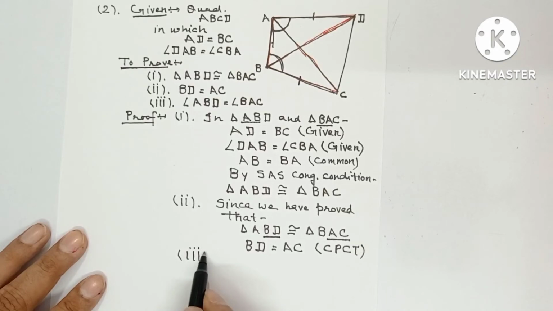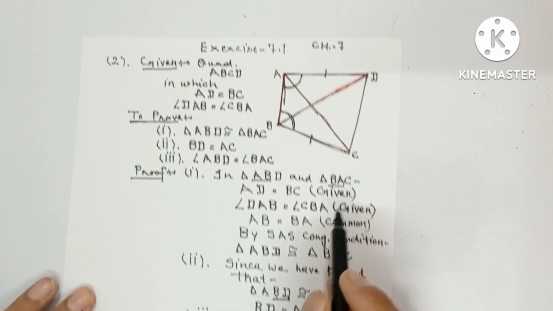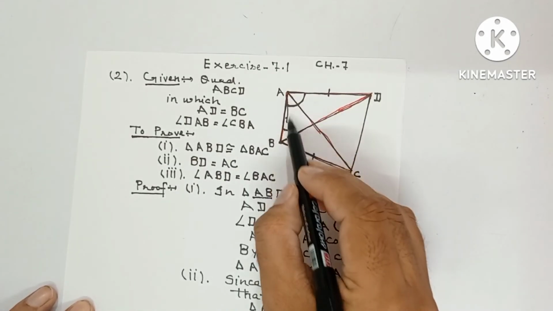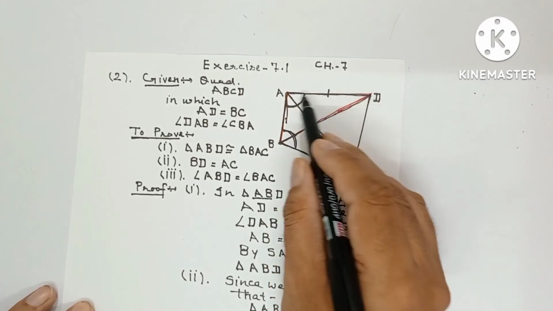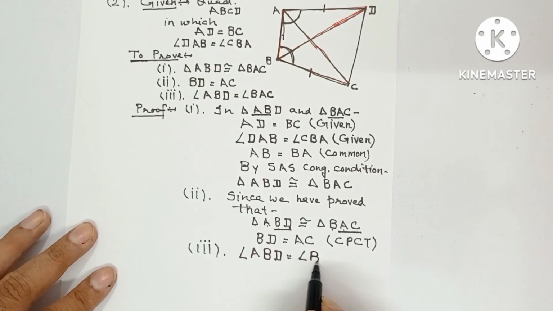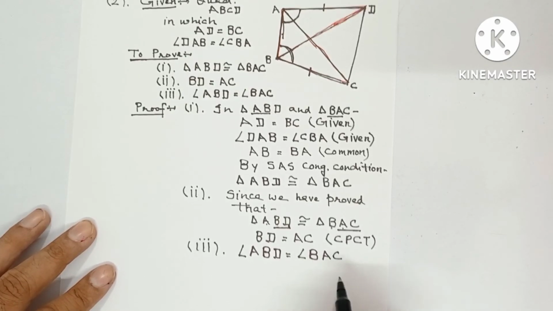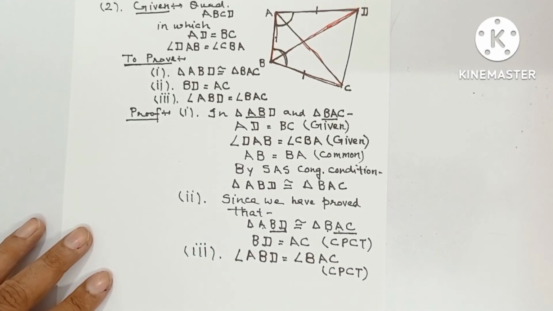The third part will also be like this: angle ABD is equal to angle BAC. In the figure you can see angle ABD is in which triangle? Angle ABD is in triangle DAB. So angle ABD is equal to angle BAC, and this is also by CPCT, corresponding parts of congruent triangles.